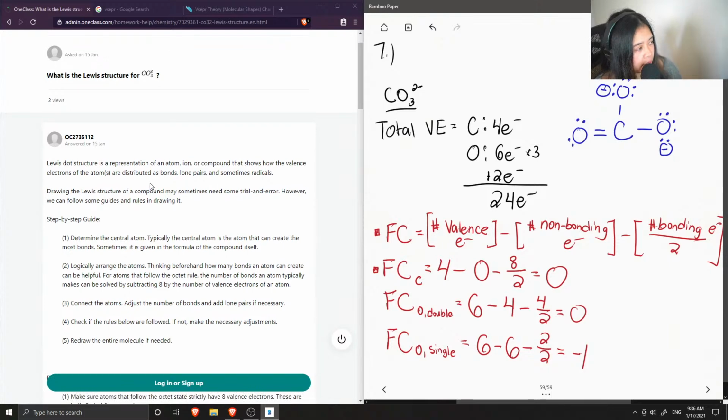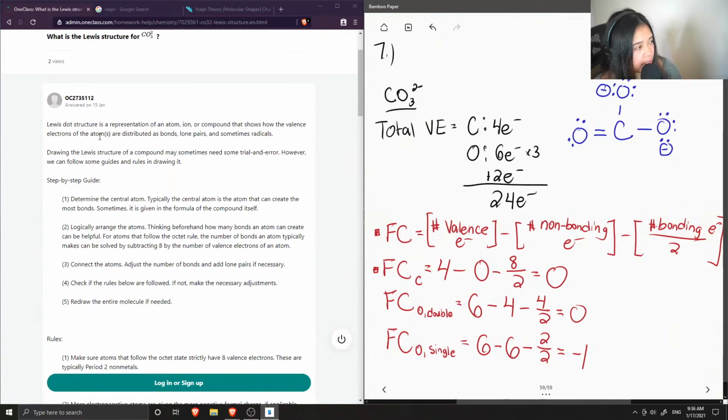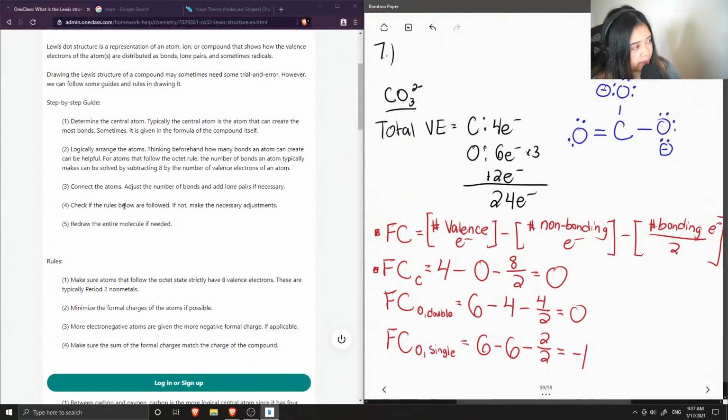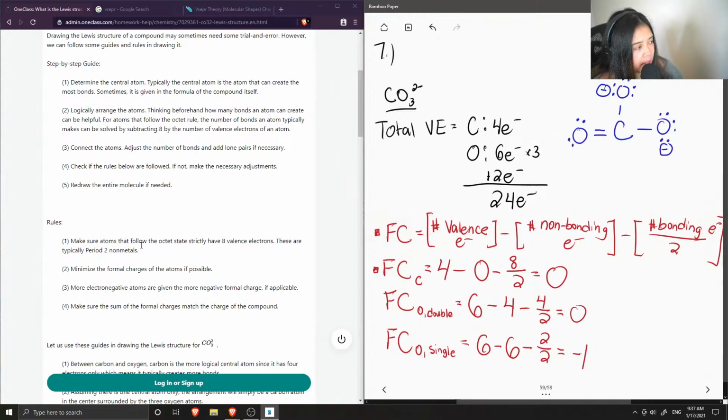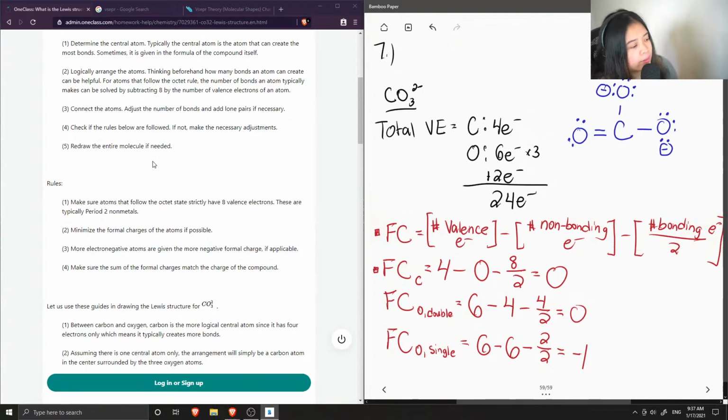So the junior tutor said that a Lewis dot structure is a representation of an atom, ion, or compound that shows how the valence electrons of the atoms are distributed as bonds, lone pairs, and sometimes radicals. So they have a nice step-by-step guide. Determine the central atom, logically arrange them, connect them, and then check if the following rules are followed. Make necessary adjustments, and then you might need to redraw the entire molecule, but hopefully you can just try to get it right the first time.